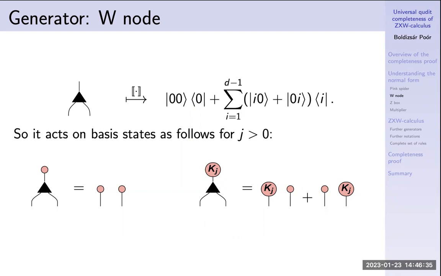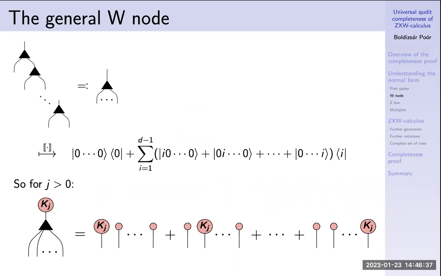Then this W node can be generalized to have n legs, or any number of legs. It will be really similar to the two-legged case, but in this case, we will have a huge sum. And in this huge sum, we will have kj in each of the places it can be at. With 0, it behaves the same way, but this is really important. If the W node has n legs, then we will have a nice superposition of all of the kj's being at every position. So it's really good to sum things up using this W node.